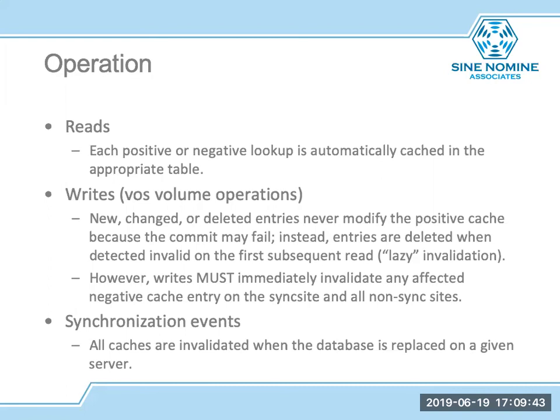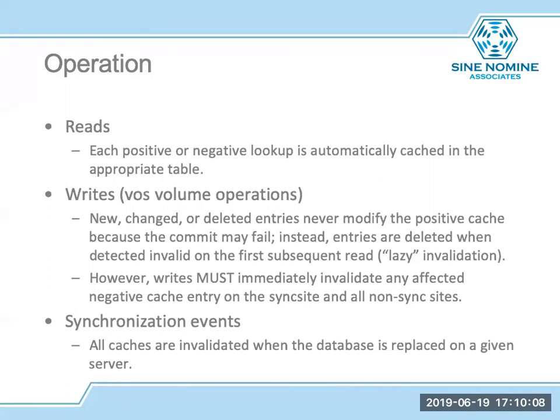Okay, so how does this work in actual operation? Well, for reads, it's easy. If I have a positive lookup, or if I have a negative lookup, I looked and it wasn't there, I can put that in the appropriate table and keep track of it for the next time somebody tries to do that read. They try to look up a volume that's not there, I'm immediately going to find it in the negative table. I'm not going to have to do any IO for that at all.